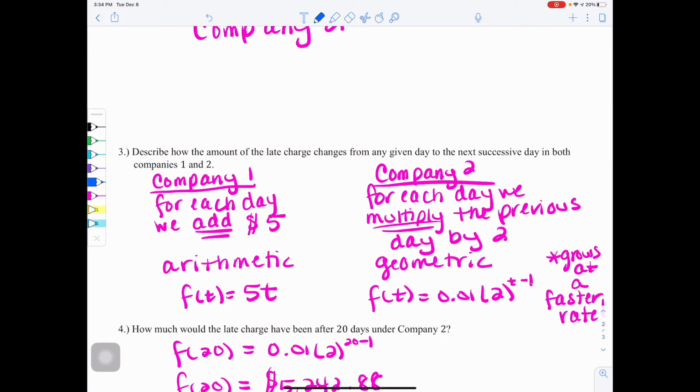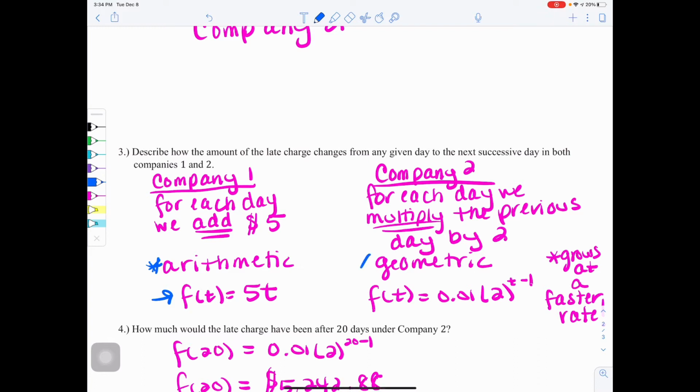So for company 1, each day you add $5. Whatever I have here, you need to make sure is on your paper. You may not have written it in the same way, but make sure you have the same information as I do here. We add $5 each day, which means it would be an arithmetic sequence. And then this is the formula that I also wrote on the front. For company 2, each day we multiply the previous day by 2. This would be more geometric because here we're multiplying, okay?